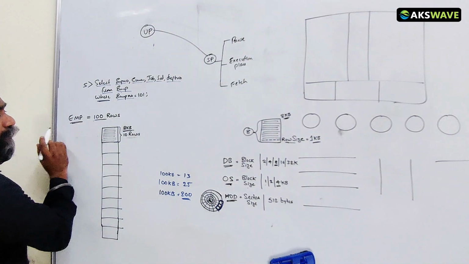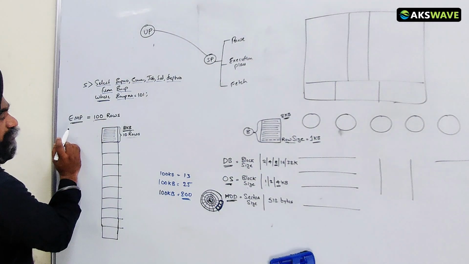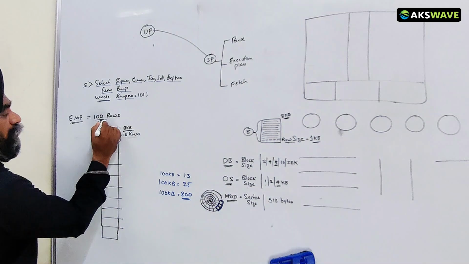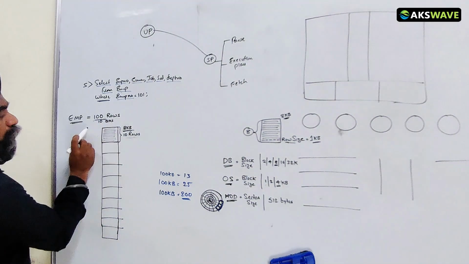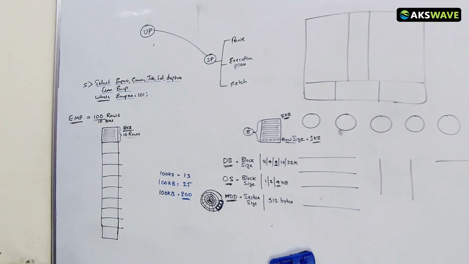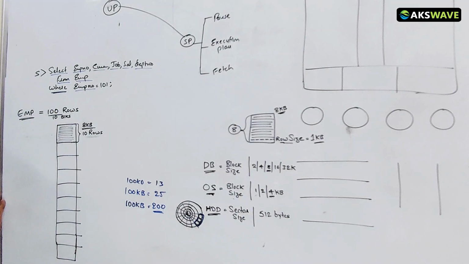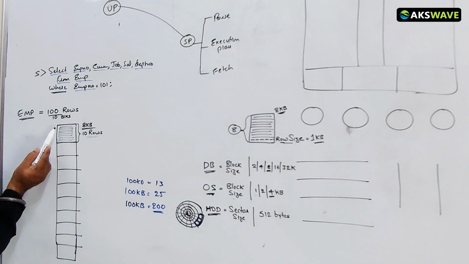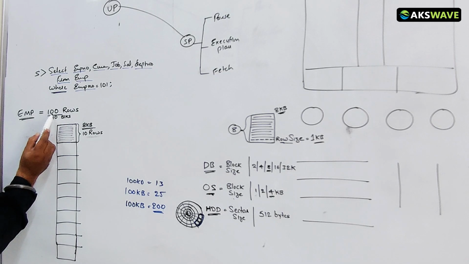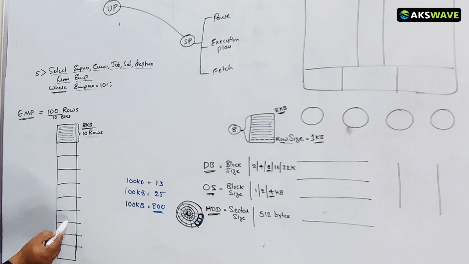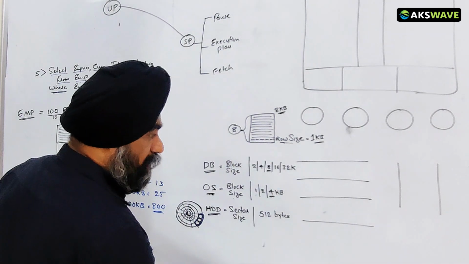To fit 100 rows, how many blocks do I need? 10 blocks. 100 rows, 10 blocks. Done. So all my 100 employees, 100 rows, their information is stored in these 10 blocks. Understood till this point? Let me jump to this side.